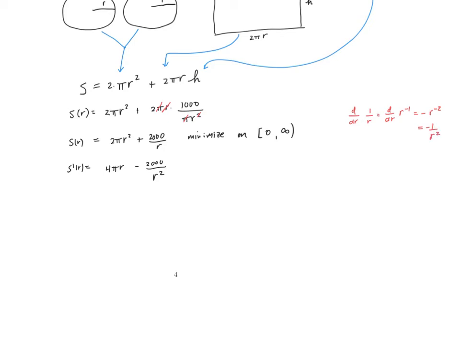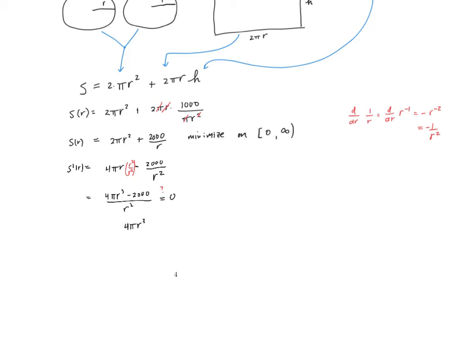And before setting this equal to 0, we could go ahead and get a common denominator. We could multiply the first piece by r squared over r squared, and we would have 4 pi r cubed minus 2,000 all divided by r squared. And what we would like to do is set this equal to 0 and see if we can solve for the critical points. And this fraction is equal to 0 precisely when the numerator is 0.